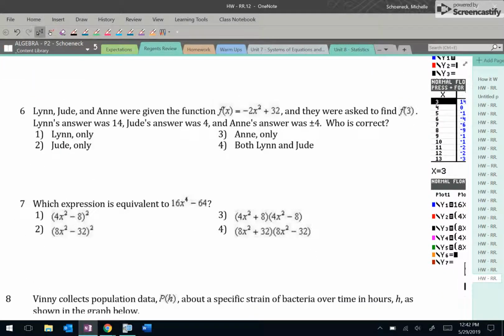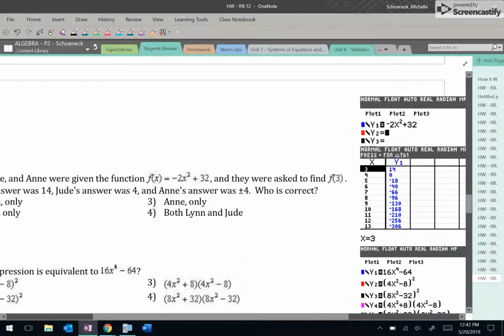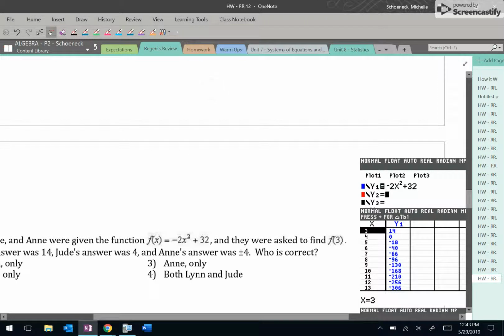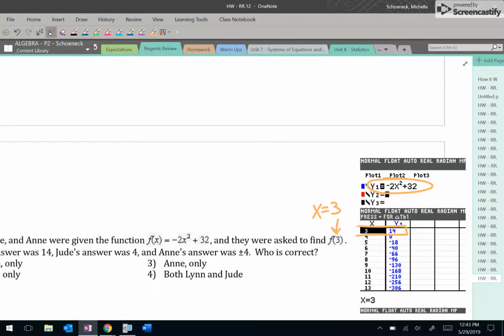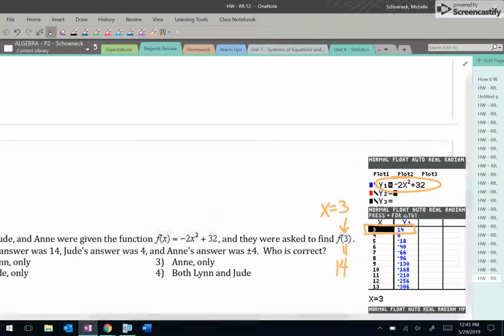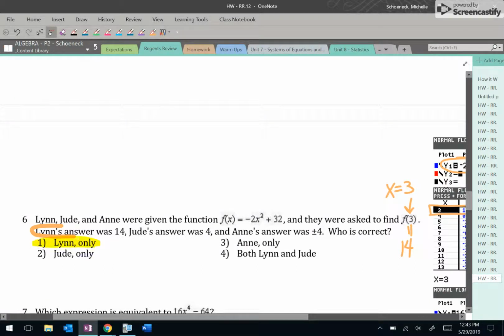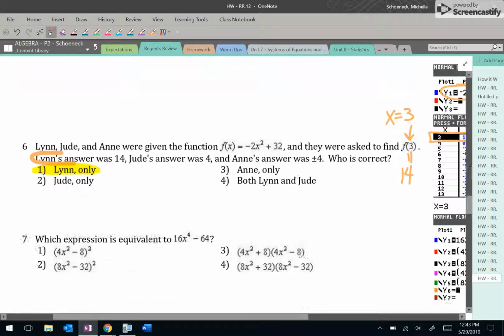Number 6, Lynn, Jude, and Ann were given the function f of x, and they were asked to find f of 3. All right, so over here on the side, I plugged in f of x into y equals, and we're going to look when x equals 3, and the answer is 14. Okay, and the only person that answered 14 was Lynn. So our correct answer is number 1. Lynn is the only correct answer.